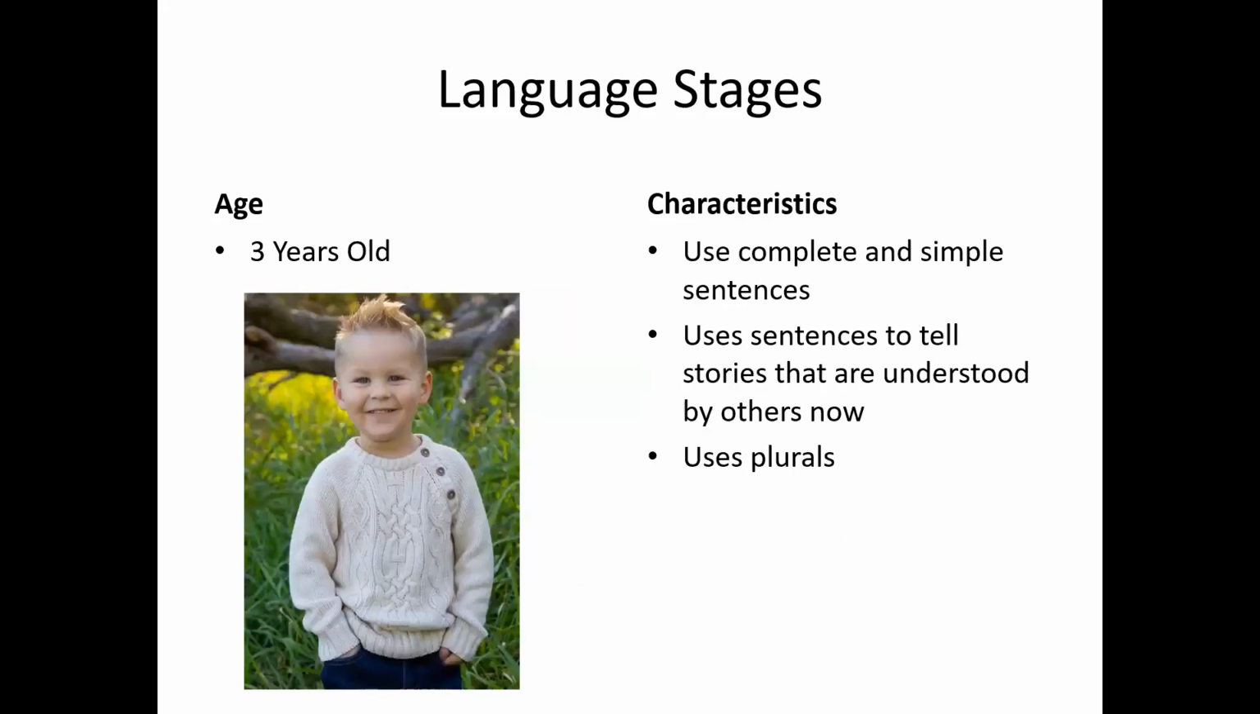And then around 3 years old, they use pretty complete and simple sentences. Some kids use more complex ones than others, but they start using sentences to tell stories to people. They use plurals. They're starting to use grammatical rules more correctly. As they age, they just learn more rules and how to do it better. I even have kids that are teenagers that don't know all of the grammatical rules and how to properly say stuff. It's something we learn as we go. But by the time we're 3, we pretty much have a large portion of our language development complete, I would say.